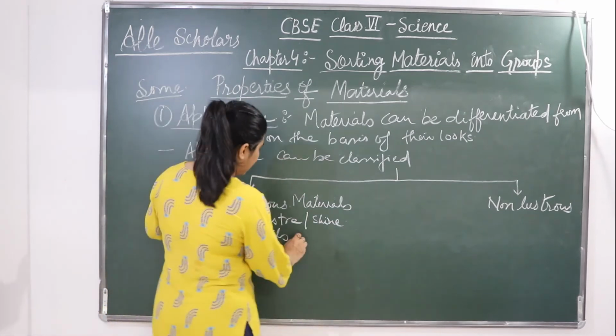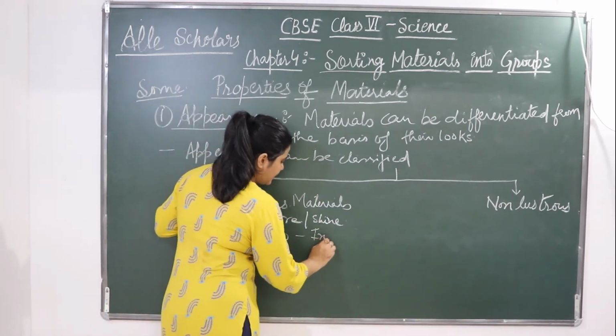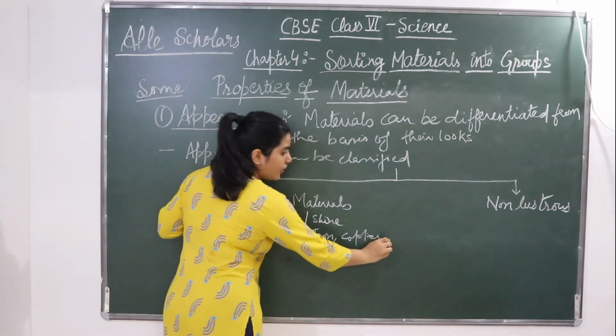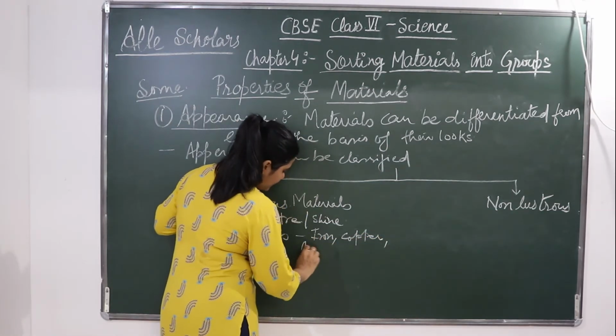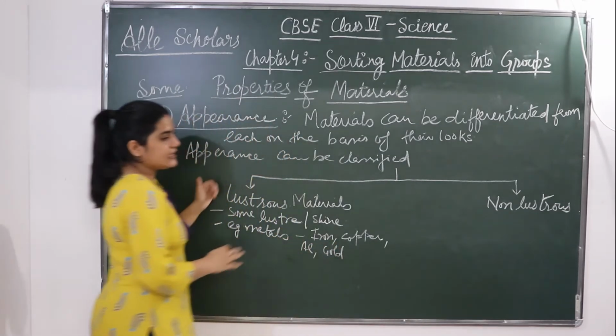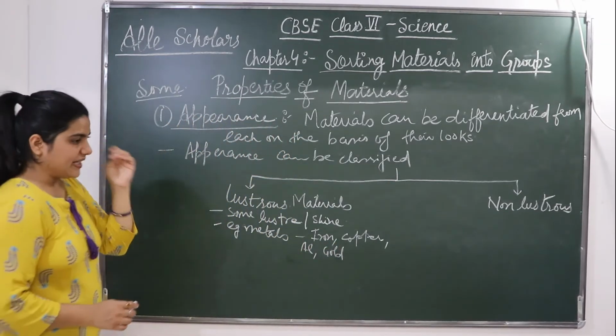Metals include iron, copper, aluminum, gold. All these are examples of metals.